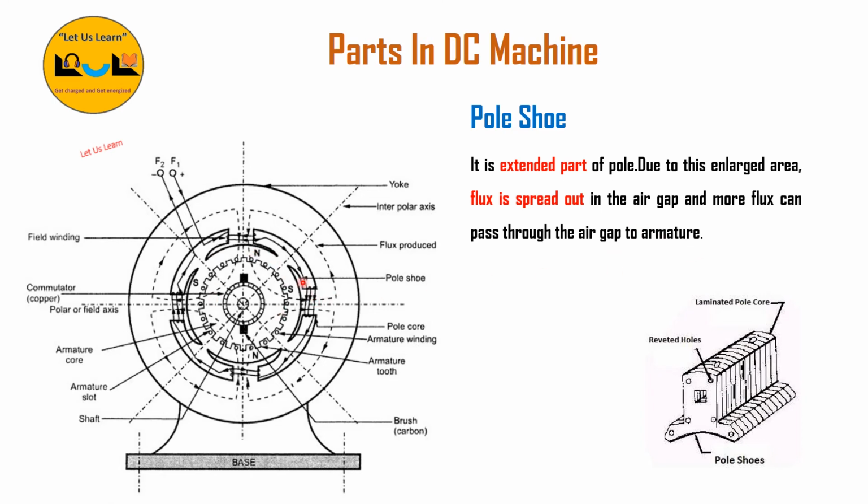Air gap means that the pole shoe and the armature have some gap between them. That gap is called an air gap. It should not be very close to each other. The pole shoe and the armature should not make contact, because if they are very close, more friction will be there. So the armature can't run in a smooth manner. It will affect the efficiency of the motor or generator, and more flux can pass through the air gap to the armature. So this pole shoe spreads the flux out to the armature.